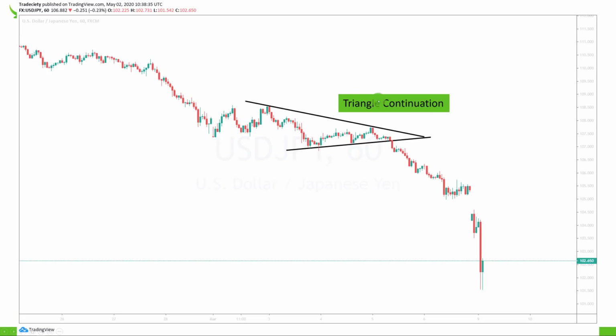The triangle continuation, another very powerful formation and a powerful pattern. And what does it tell us? It tells us the market was in a downtrend here, and then the downtrend paused for a little bit. The bulls are not really strong. The bulls are never really able to take control over this market. You can see here was a double top, so the bulls didn't even succeed in pushing the price higher. And you can see here the market kept making lower highs.